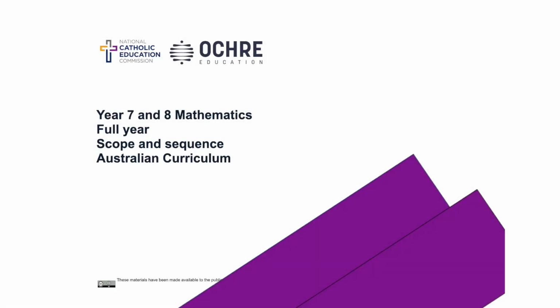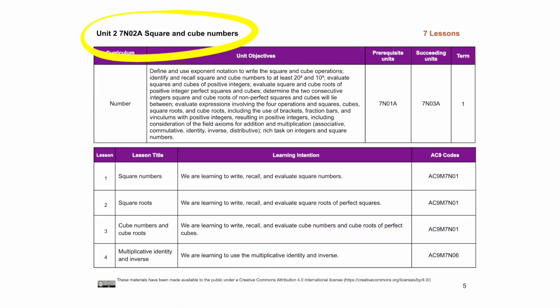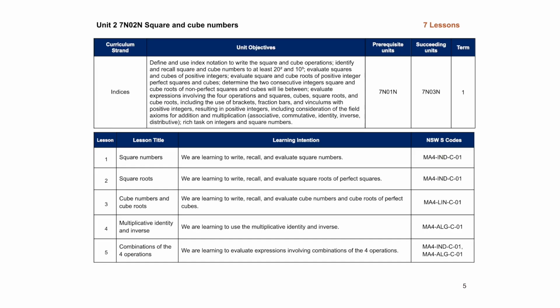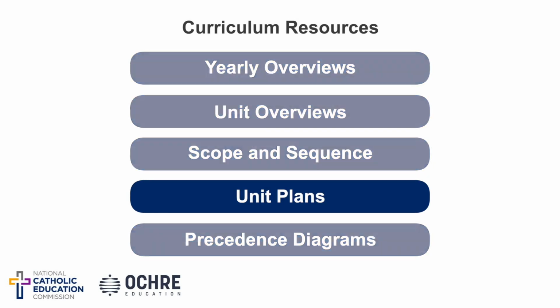The scope and sequence is a document displaying each of the units in a year, broken into the learning intentions for each individual lesson. The learning intentions are linked to the Australian Curriculum version 9, Victorian Curriculum 2.0, and New South Wales syllabus, and allow for progression within and across year levels. This document can be used by leaders and teachers to effectively plan and sequence their lessons, ensuring a coherent and comprehensive delivery of the content throughout the year. Now let's look at the unit plans.